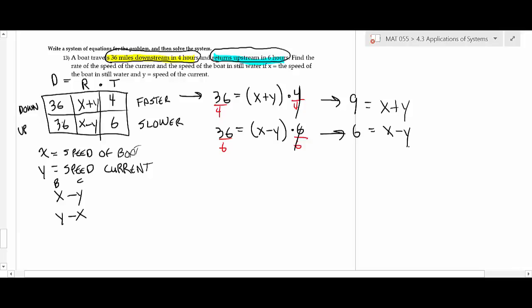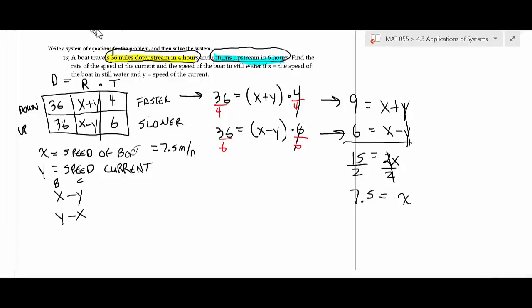Because what happens when you add those equations together? The y's cross out. That's why you do it that way. So 9 plus 6 is 15. The y's cross out, x plus x is 2x. Now if you divide by 2, you end up getting x equals 7.5. So the speed of the boat would be 7.5 miles per hour. We got that answer right there. Does that look good?